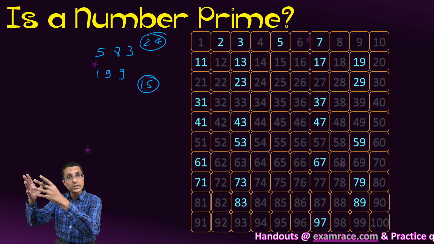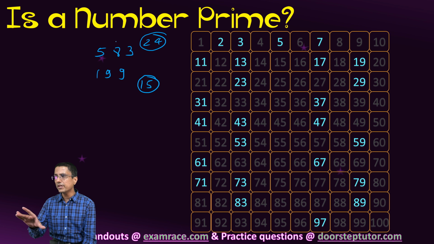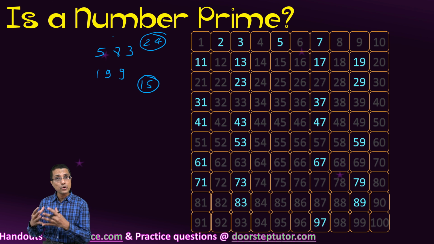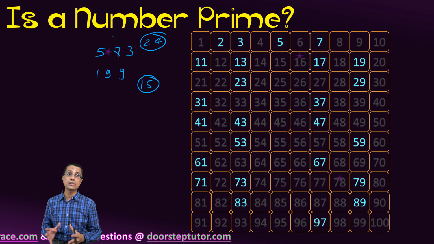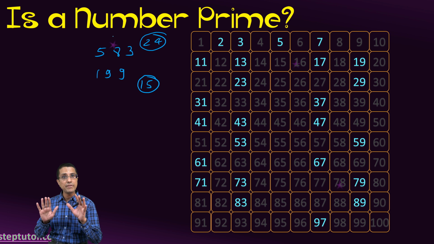So those are the numbers till which I have to try to divide 583 to really figure out whether 583 is prime or not. So this process quickly becomes very, very cumbersome. Finding out whether a number is prime or not is a very difficult task.